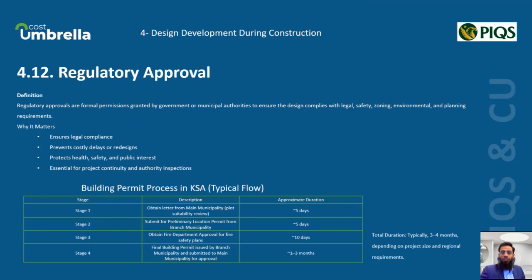Okay, so let's move on to a critical phase in any construction project, which is regulatory approval. This is where we ensure our design is aligned with all applicable laws and standards. Regulatory approvals are essentially formal permission from government or municipal bodies. They confirm that our design meets legal, safety, zoning, environmental, and planning requirements. Think of them as our green light to proceed.